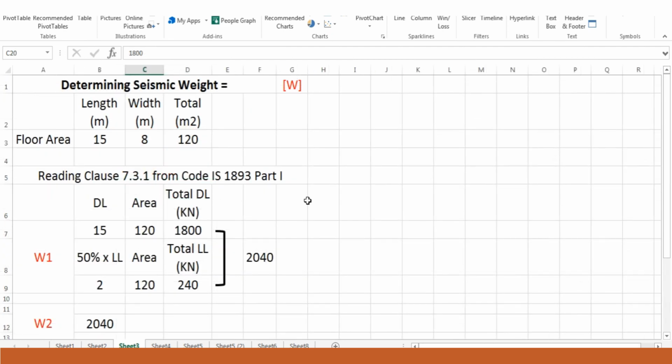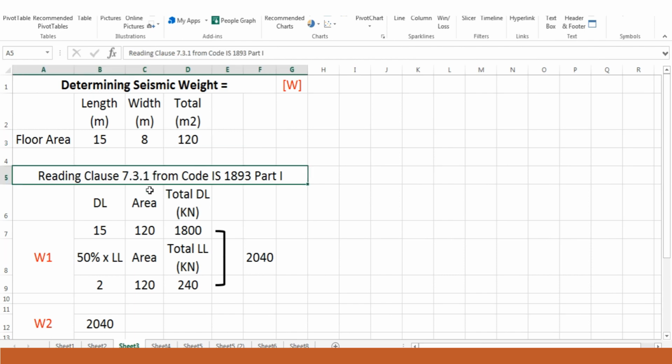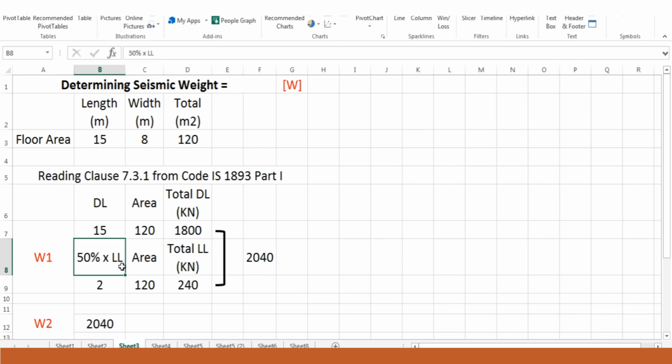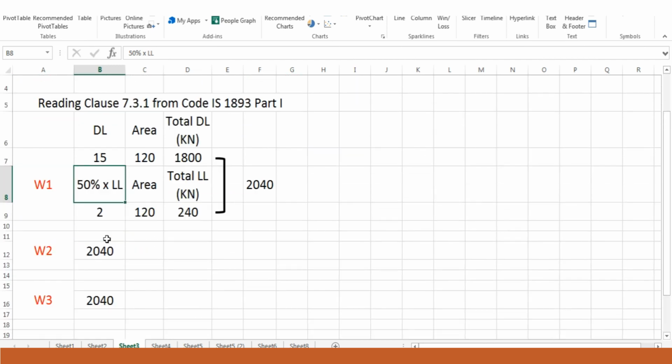Next, the first thing we need to do is to determine the seismic weight W. What is the floor area? It is length 15 meter into width 8 meter. That comes to be the product of B3 into C3 here, that is 120. Now there is a clause given in IS 1893 part 1, 7.3.1. You can have a look at that clause, wherein it states that whenever you take the live load, you take it only 50% for the structure.